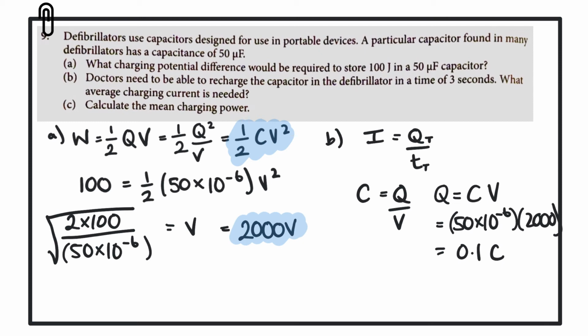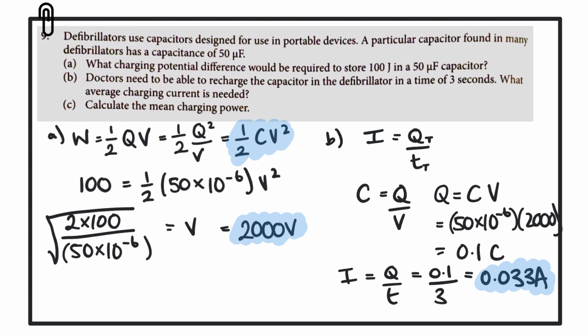So if we want to figure out now the average charging current when it takes 3 seconds for it to charge, we can use I is equal to Q over T. The charge is 0.1 divided by 3 seconds. And that gives us 0.033 amps.